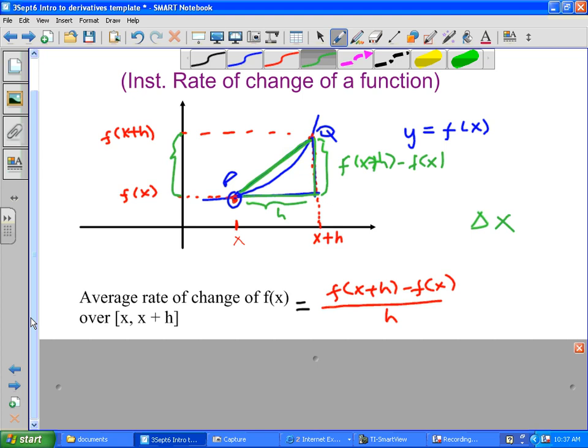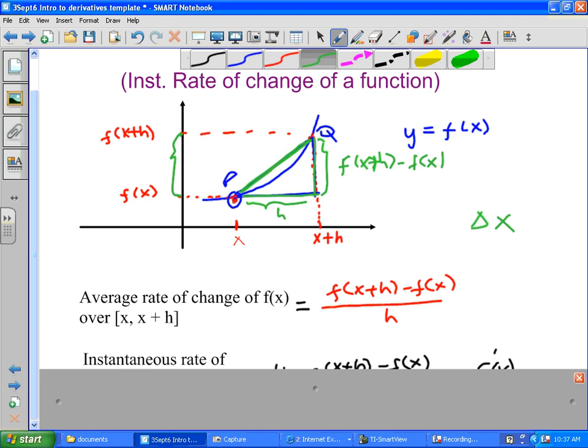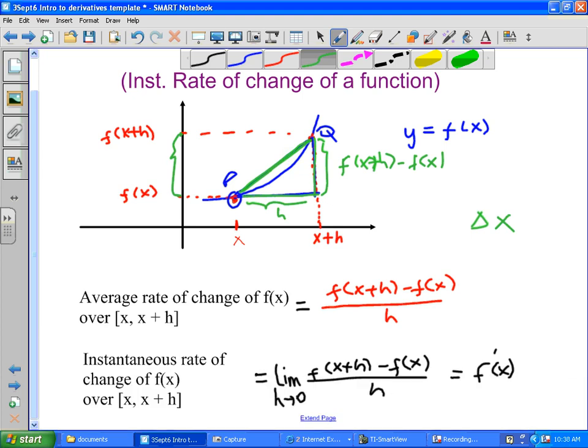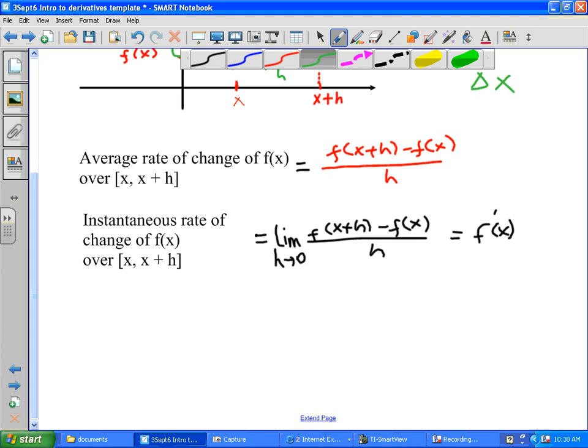And what do I need to do to this to get the velocity or instantaneous rate of change at P? I got to take the limit of this as what goes to where? As Q is coming down on that curve, what is happening to h or delta x? This point is getting closer and closer, so h is approaching 0, right? So we should take a limit as h approaches 0. If you do that, you will find the instantaneous rate of change of the function.